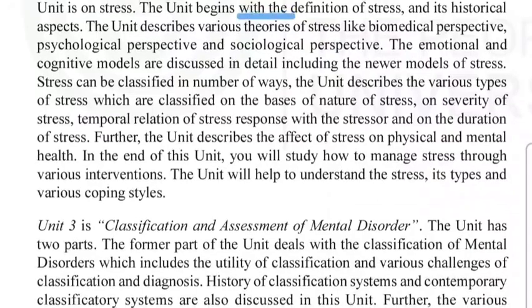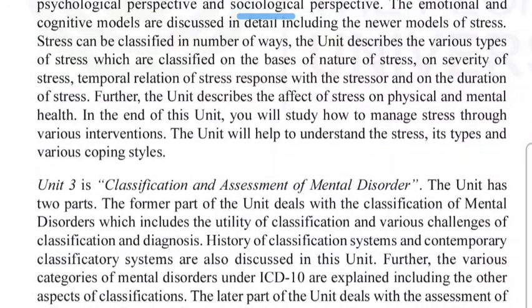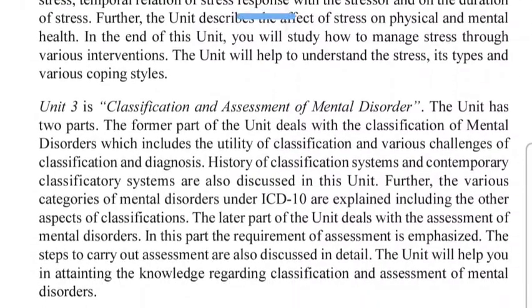Stress can be classified in a number of ways. The unit describes various types of stress based on the nature of stress, severity of stress, temporal relation of stress response with the stressor, and duration of stress. Further, the unit describes the effect of stress on physical and mental health. At the end of this unit, you will study how to manage stress through various interventions. This unit will help you understand stress, its types, and various coping styles.